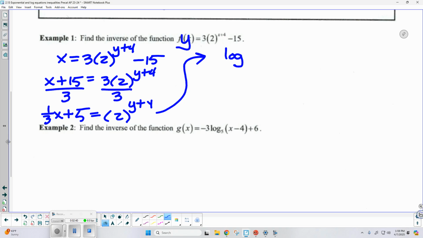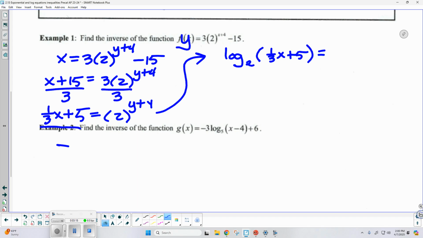Remember, every exponential in log always has 3 parts. You've got the base, the power, and the argument. So what base do we have here? We got log base 2 of, what should go in the parentheses? What's that? Okay, y plus 4? Not quite. What's the only thing left? The 1/3 x plus 5.